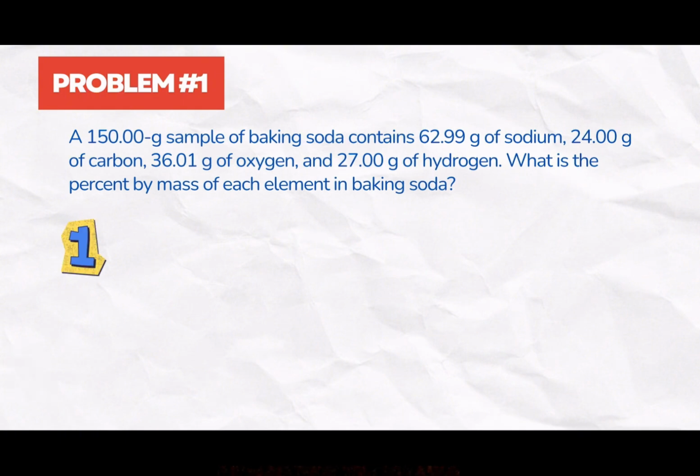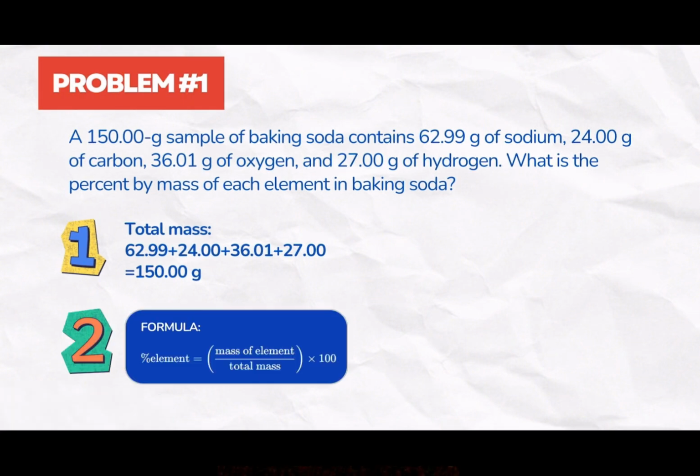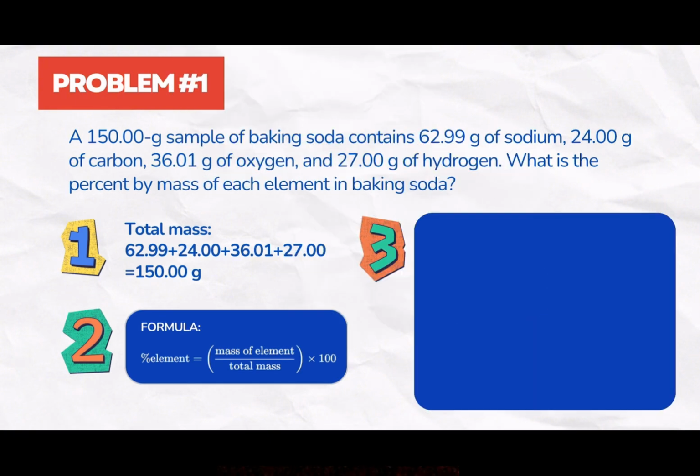First step is to find the total mass of the sample. In this problem, the total mass is already given, but in instances where it is not provided, you should add up all the mass of the elements to get the total mass of the sample. Next, let's get the atomic proportion. This is done by dividing each element's mass by the total, after which you multiply it by 100 to get the percent composition. Now let's do that for all the elements given.